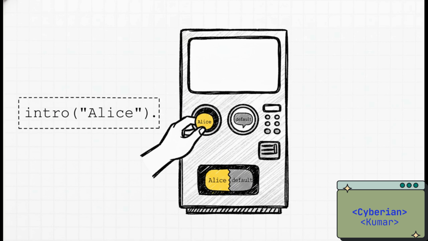You can even get fancy and design your blueprint to come with default materials. See here? The msg parameter has a default value of good morning. This means if you call the function without giving it a message, like we did with intro Alice, it just says, no problem, I'll use the default. It just makes your tools that much more flexible.